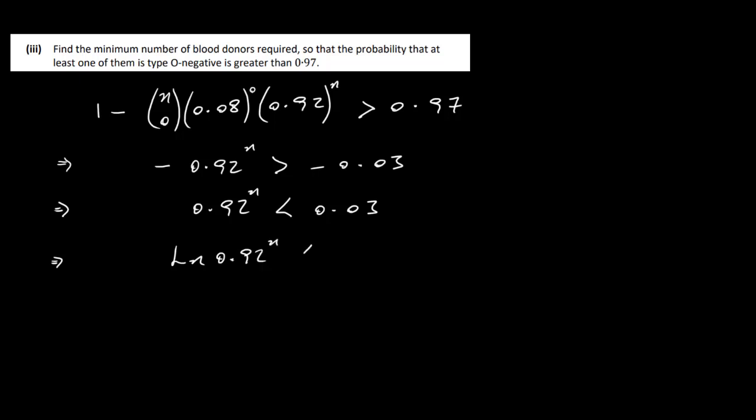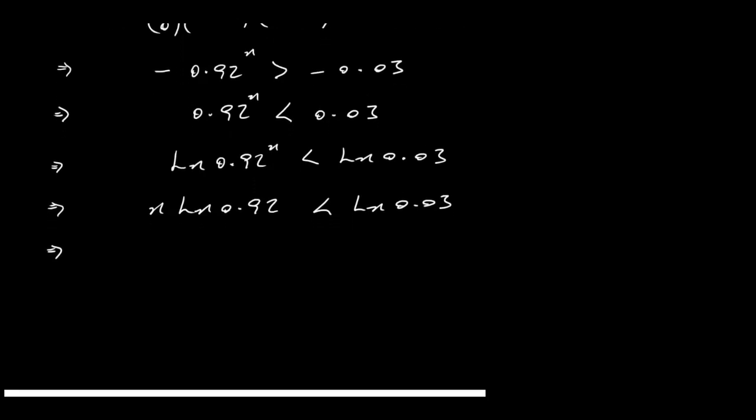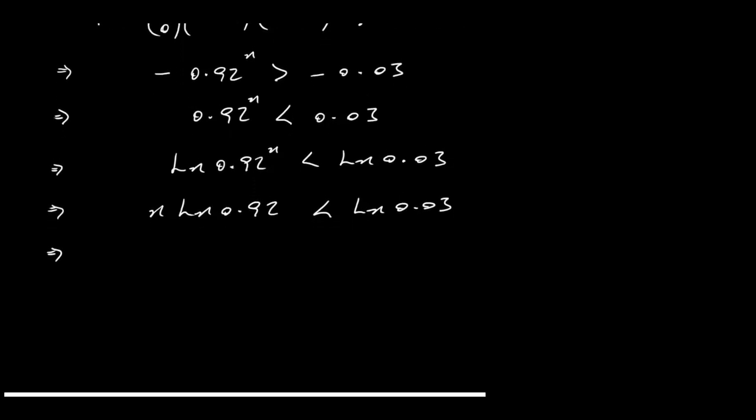0.92 to the power of n less than log 0.03. Bring the n down, so that gives me n log 0.92 less than log 0.03. And finally, just divide by log 0.92. Now remember, log of anything less than 1 is going to be negative, so again you've got to flip that around. So you end up here with n is greater than log 0.03 divided by log 0.92.